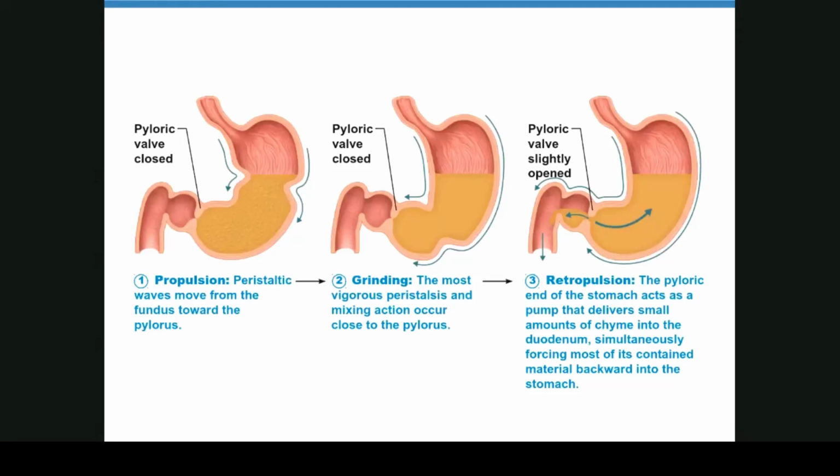This is showing movement of the stomach. The pyloric valve is closed, and the food is moving this way and this way and this way and this way, and you get a grinding motion. And then retropulsion: a little bit of food, chyme at this point, is let into the duodenum, and that causes the food to be forced back up, and so you squish, squish, moves around.